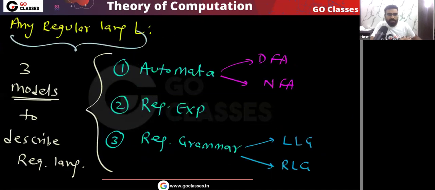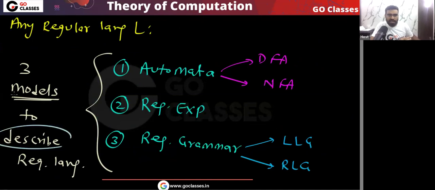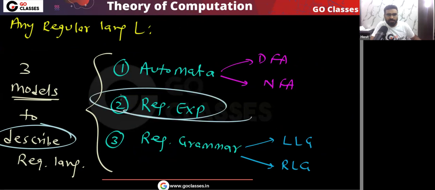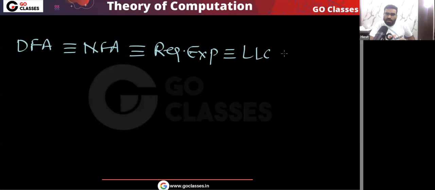So you can see for any regular language, three models are there to describe it. If you want to describe a regular language, then there are total three models. We have finite automata, DFA, NFA, we have regular expression, we have regular grammar, LLG, RLG. Finally, I can say that DFA is equivalent to NFA is equivalent to regular expression is equivalent to left linear grammar is equivalent to right linear grammar is equivalent to regular grammar. Okay, is this clear? All are equivalent.